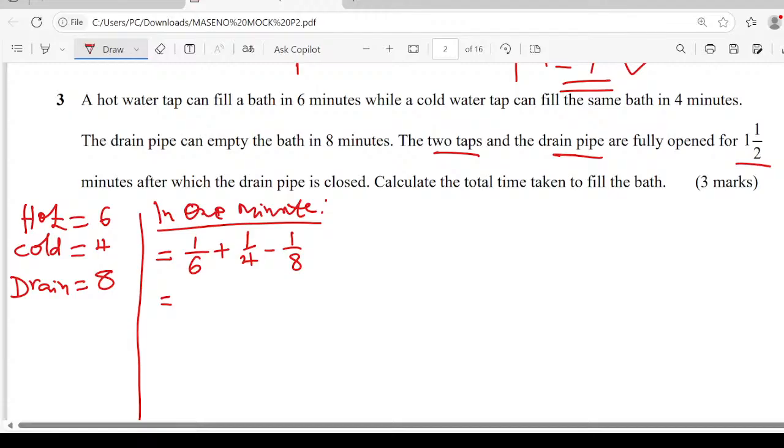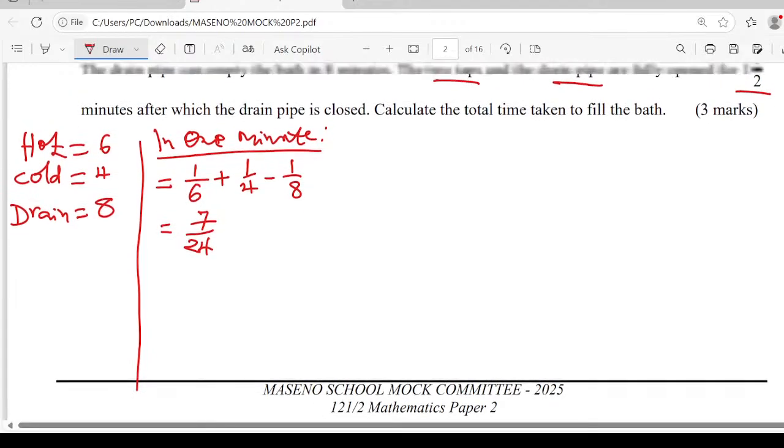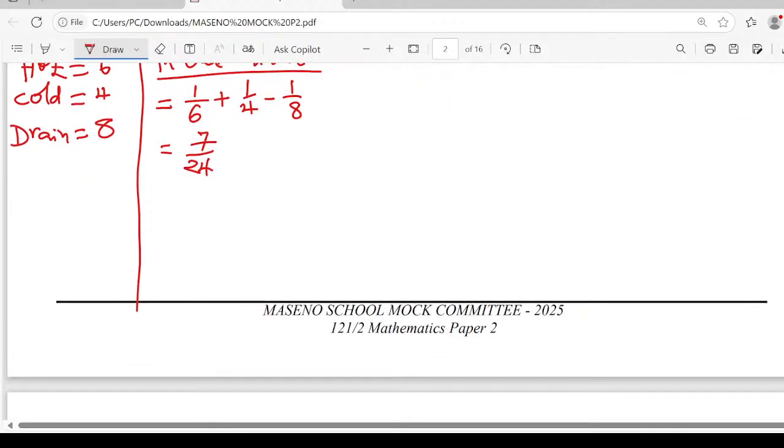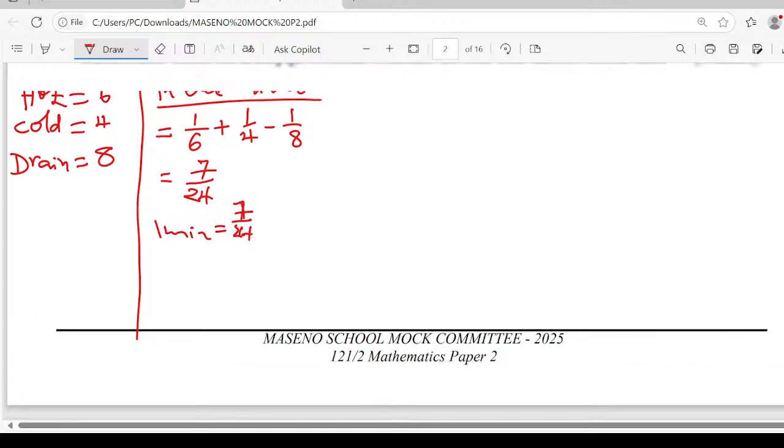When you compute 1/6 plus 1/4, then you subtract 1/8, you are going to get 7/24. That is the fraction being filled in 1 minute if all the three are running together. So we are being told that the three are fully open for 1.5 minutes. So what I know is that in 1 minute, 7/24 is being filled. What about in 1.5 minutes?